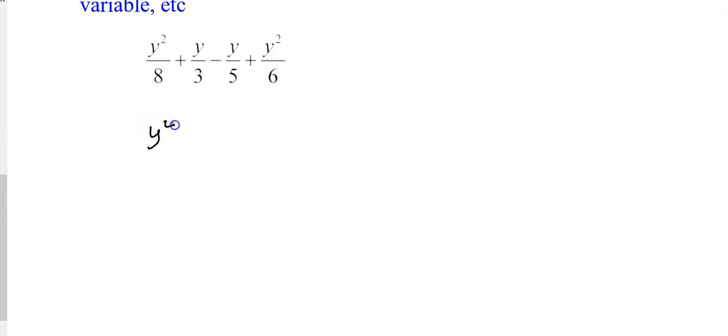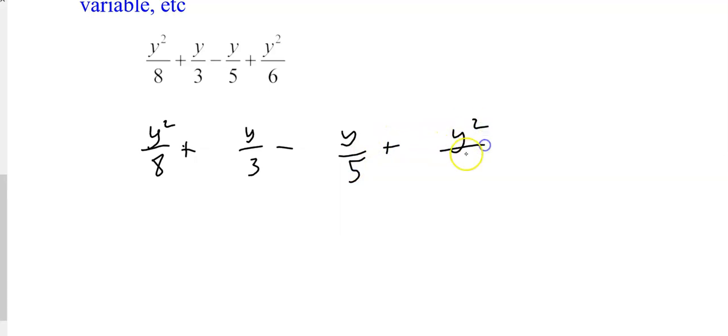So y squared over 8 plus, I'm going to leave a little room there, y over 3 minus y over 5, little space, plus y squared over 6. So you think about what's a common denominator. We need a least common multiple of 3, so a multiple of 3, multiple of 5, multiple of 6, and a multiple of 8. So you could do that a lot of different ways. 5 times 6 is 30. 30 is divisible by 3, but not divisible by 8.